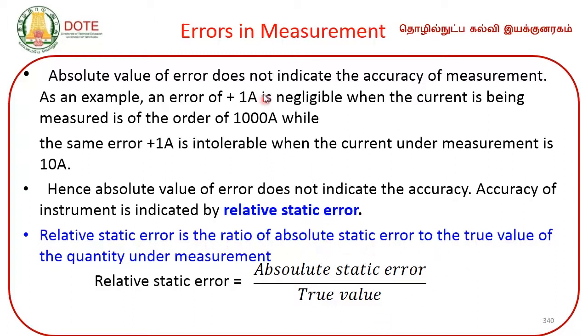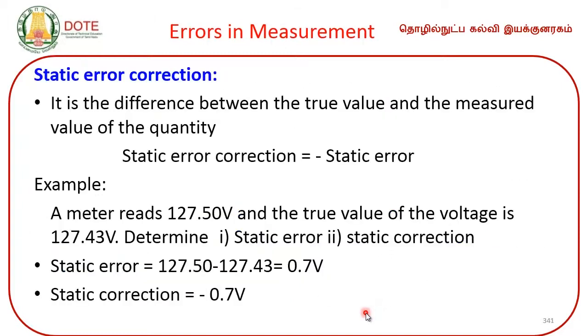So true value ஓட கம்பேர் பண்ணுறோம். ட்ரூ வேல்யூவோட கம்பேர் பண்ணும்போது எவ்வளவு எரர் வேல்யூன்னு பார்க்குறோம். That is relative static error. இங்கே சொன்ன மாதிரி 1 ஆம்பியருங்கிறது எரர் வந்து 1000 ஆம்பியர் ட்ரூ வேல்யூவை பார்க்கும்போது நெக்லிஜிபிள், அதே 10 ஆம்பியருக்கு intolerable. So absolute static error divided by the true value is the relative static error. Relative static error ங்கிறது ratio of the absolute static error by true value.